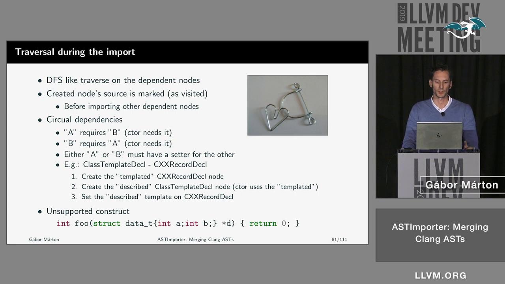So, of course, when we create a new node, then we must mark that as visited or imported, and we must handle these circular dependencies. For example, we have a node A whose constructor needs a node B, but then we may have this dependency in the other direction as well. So B may require node A to be able to call its constructor. So this is a perfect cycle. This is exactly what happens with the class template declaration and with the CXX record decl.